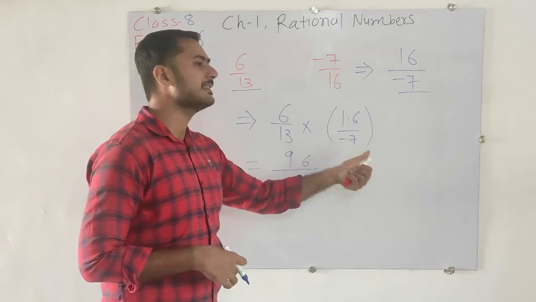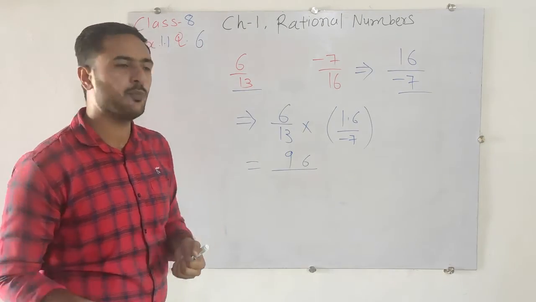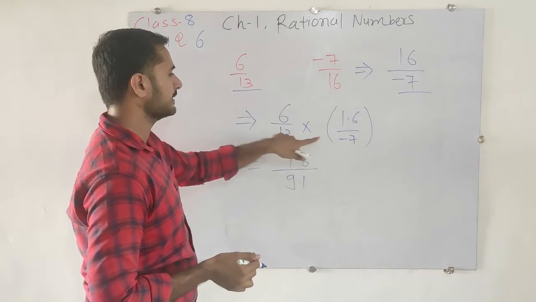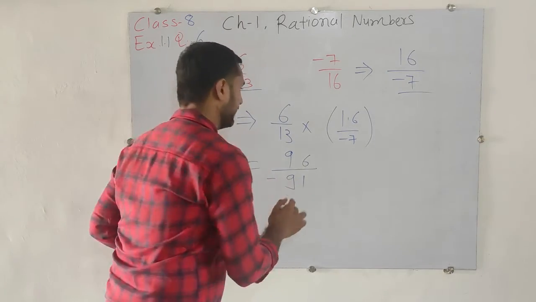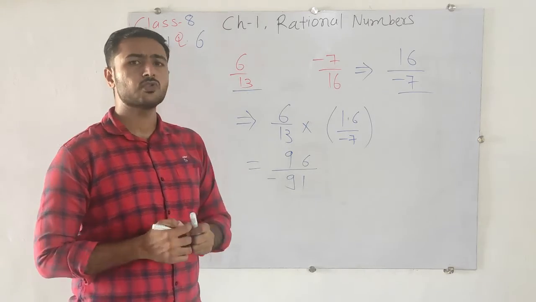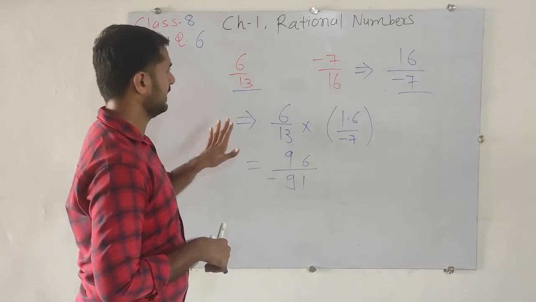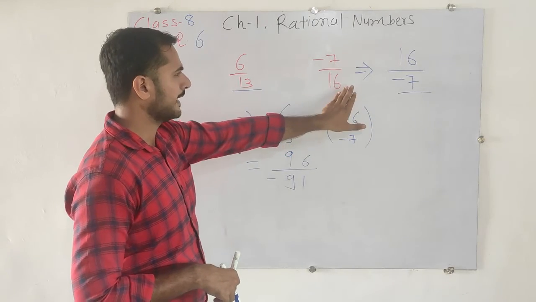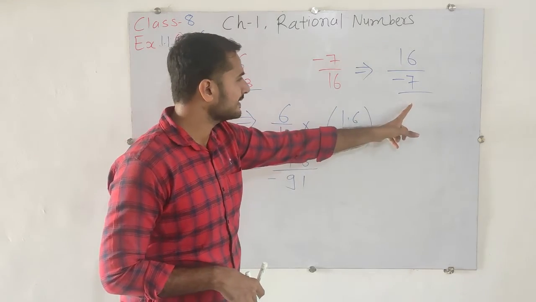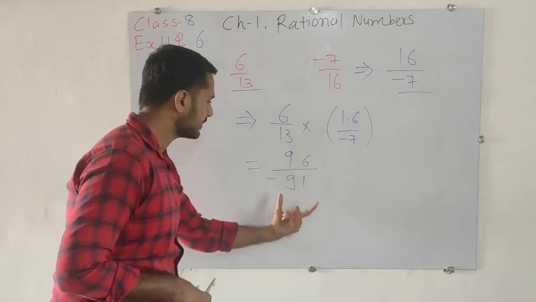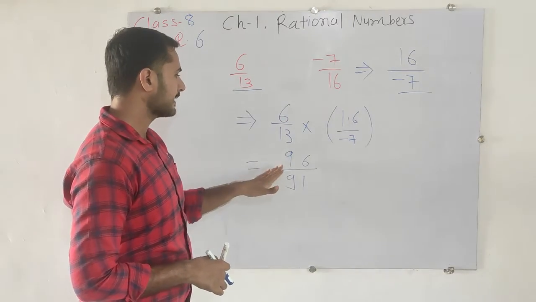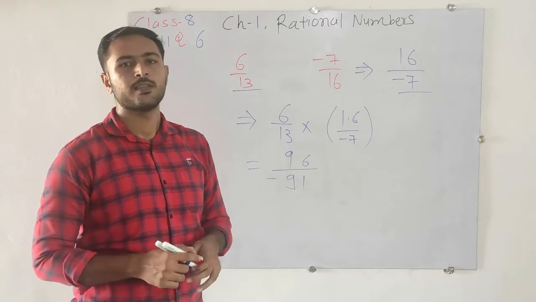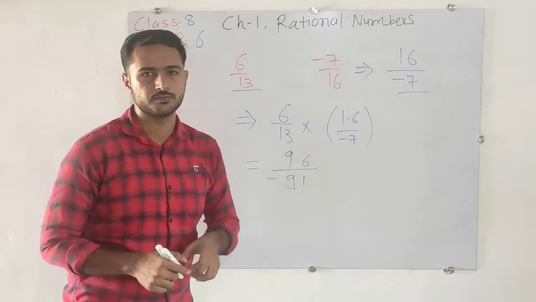The next is 13 and 7. 13 sevens are 91. So here, that is 91. And which sign will we put? Plus times minus is minus. It means that is minus 91. Okay. So this is how we can complete question number 6. First of all, we found the reciprocal of the given number, minus 7 by 16, and after that, with the reciprocal and the given number, we did the multiplication. So our answer is 96 by minus 91. Just pause the video and note it down.